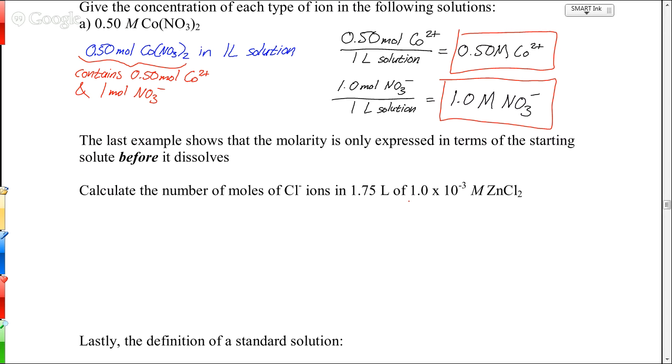So that said, try to come up with the actual answer to this question. What is the number of moles of chloride ions in 1.75 liters? Not in 1 liter, but in 1.75 liters.